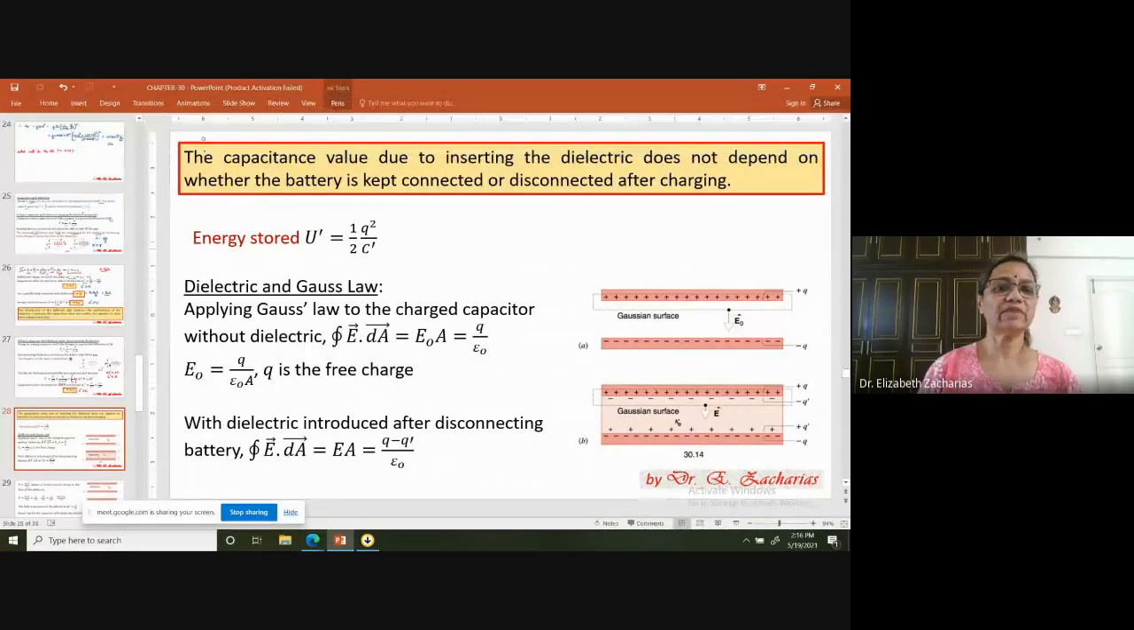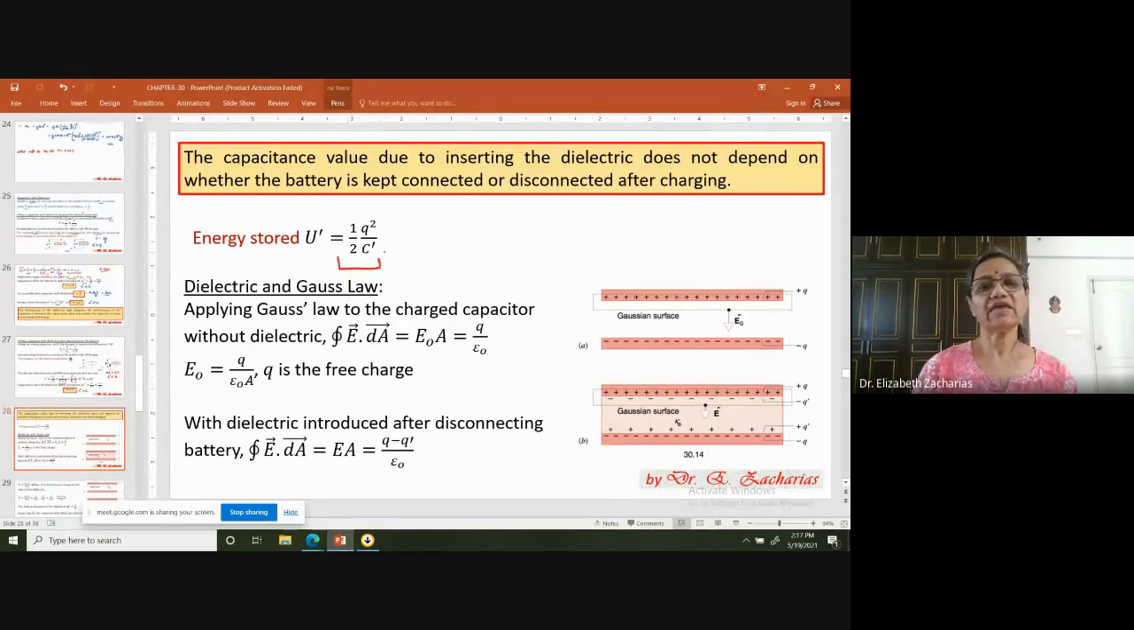Let's come to energy. The final energy is half Q square by C prime. I'm not going to use that half C prime delta V prime square because delta V changed. So let's not do that. Always try to use the formula where a factor is not changing. So Q is not changing. So let's use the formula half Q square by C prime.